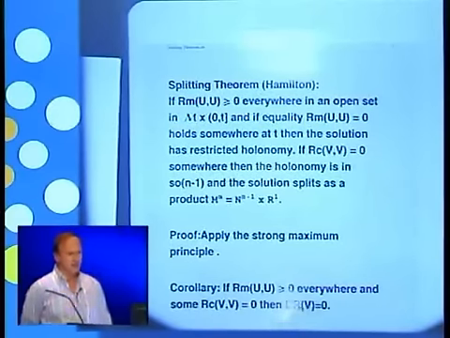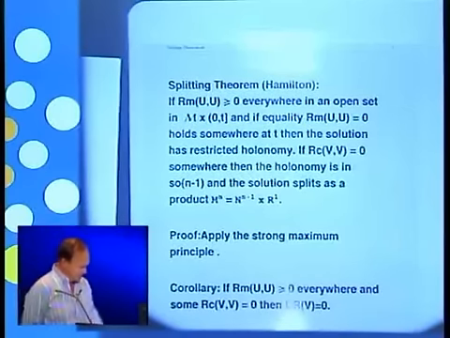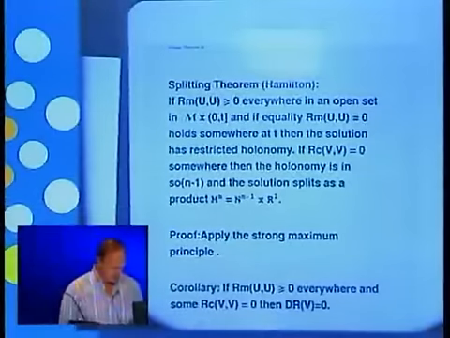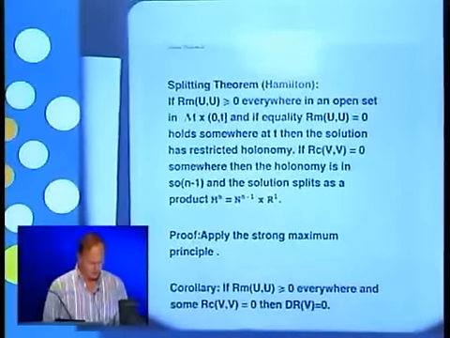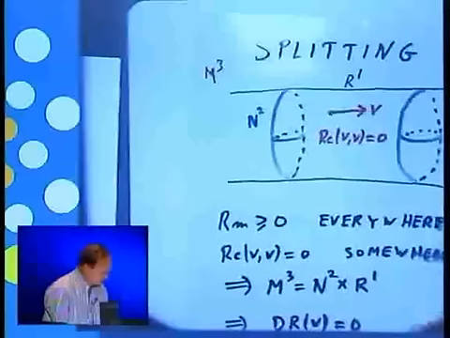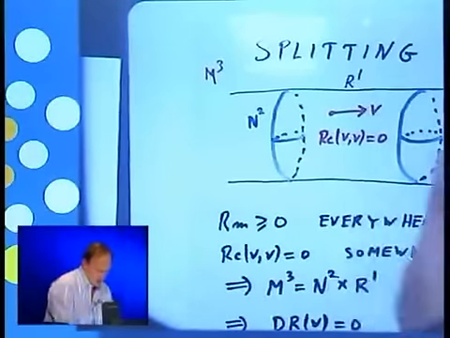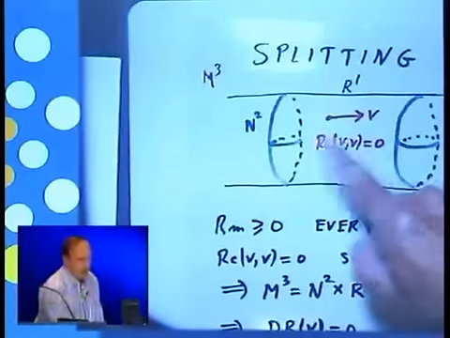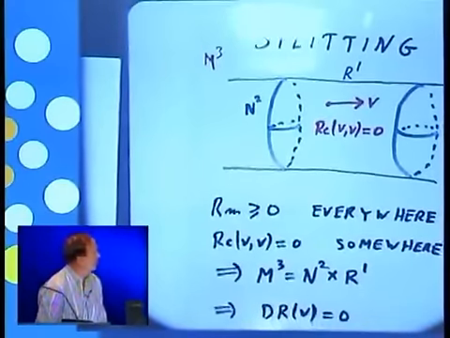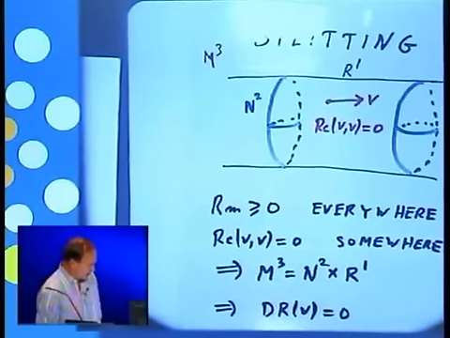And the proof is basically you go back to the non-negative curvature being preserved and apply the strong maximum principle. So this splitting theorem has the same corollary as Harnack, that if the curvature is non-negative everywhere and Ricci in some direction is 0, then grad R in that direction is 0. And here's a picture of the splitting. In fact, you see that here when it splits, there are these directions along the flat factor where Ricci is 0, and in that direction, the grad R in the direction V is 0.